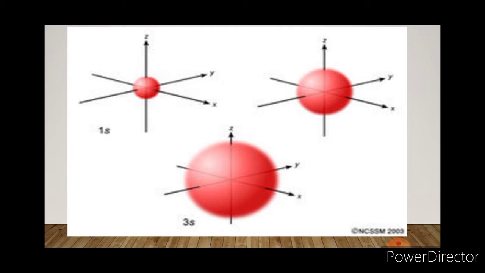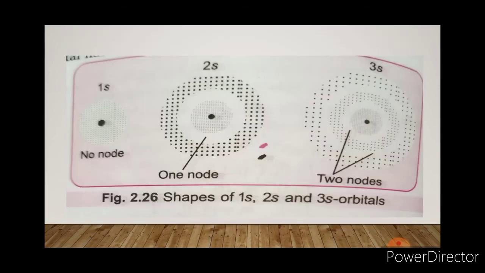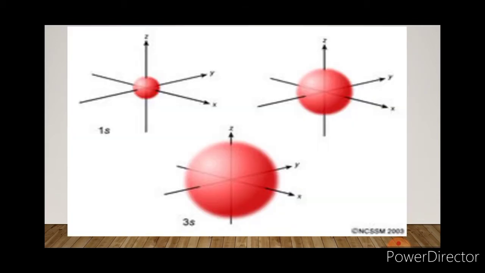Let's begin with s orbitals. The regions of three-dimensional space around the nucleus in which the probability of finding the electron is maximum are called orbitals. Okay, what are orbitals? The region of three-dimensional space around the nucleus in which the probability of finding the electron is maximum, 90 to 95%, are called orbitals.